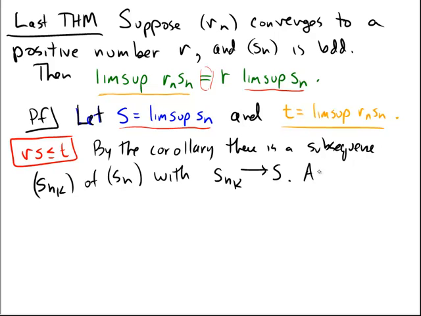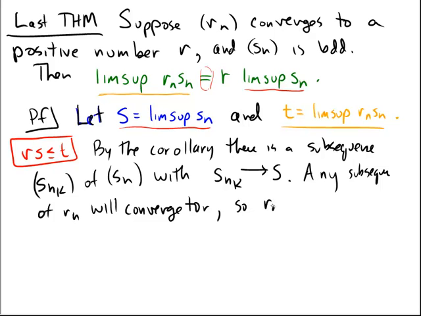Okay. Recall that Rn converges to r, so by the theorem at the beginning of the lecture, we know that any subsequence of Rn will definitely converge to r. So that means that for Rnk Snk, the Snk's go towards S, and the Rnk's are forced to go towards r. So this particular subsequence is definitely going to go towards rS.